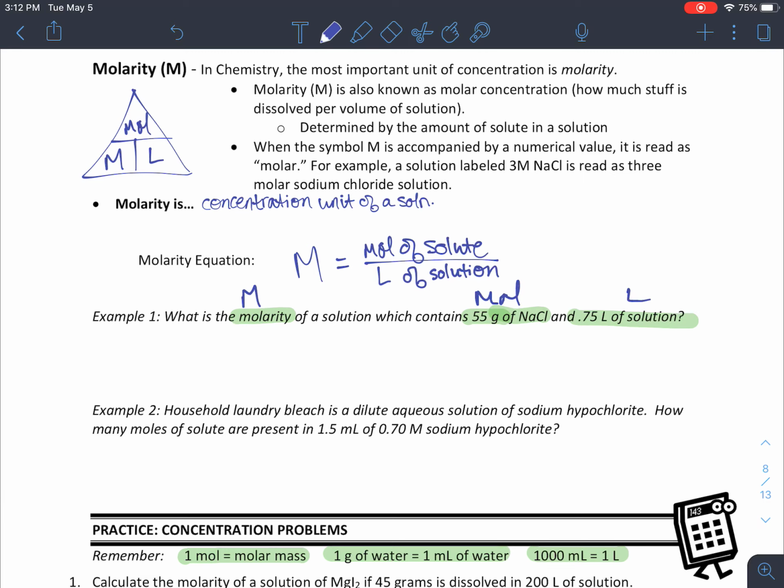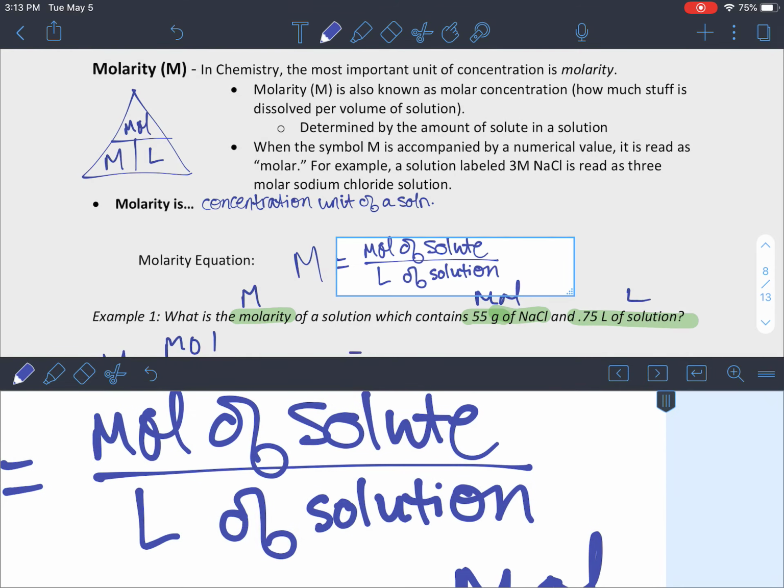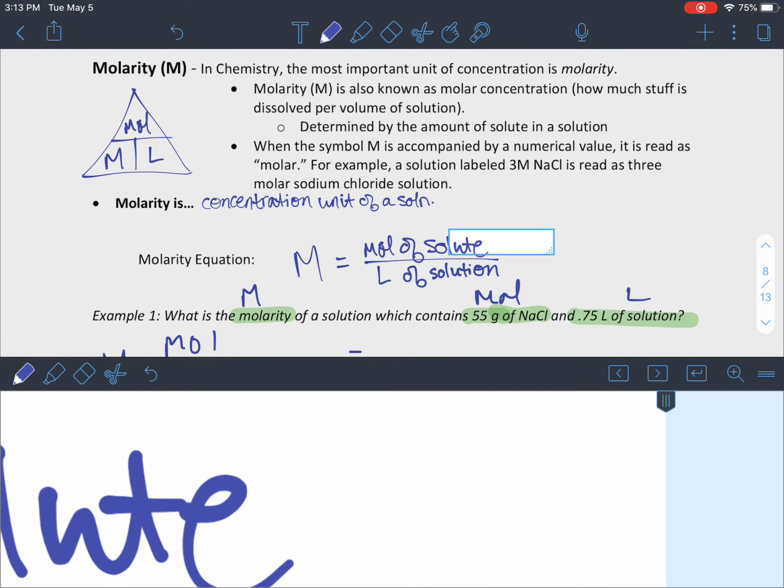From the grams, we're going to be able to convert it into moles, and then we can plug it in. So we have molarity equals moles over liters. We already have our number for liters. It's 0.75. And we're going to divide our number of moles by that, and then we'll have our answer. But first we have to convert.